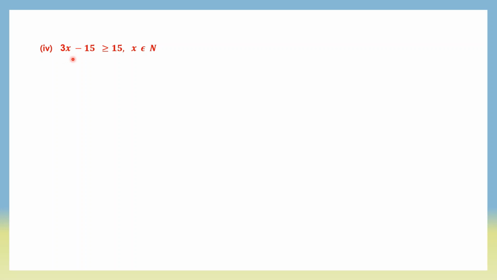Question 4. 3x minus 15 is greater than or equal to 15 and x belongs to natural numbers. So first we have to get the replacement set with natural numbers. N is natural numbers and natural numbers are numbers that start from 1. They are counting numbers 1, 2, 3, 4 and so on. So this goes on endlessly. So N is the set of natural numbers and x belongs to N.